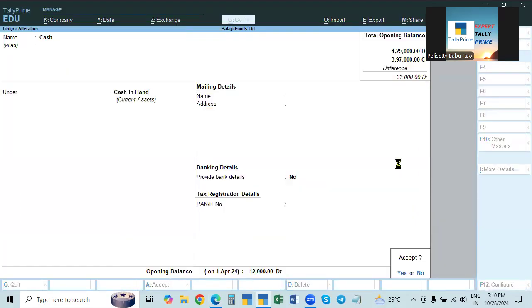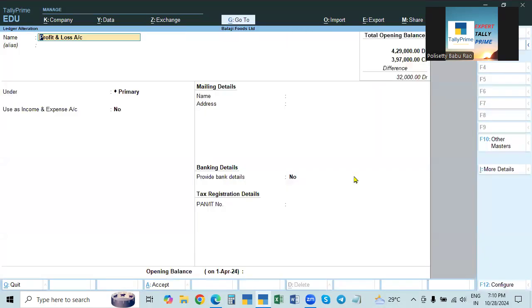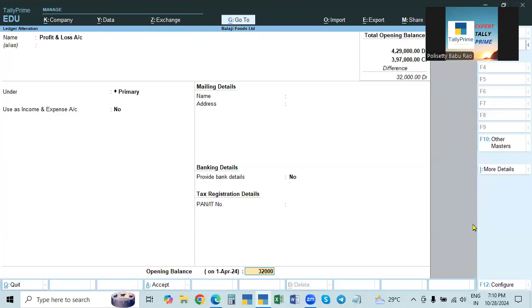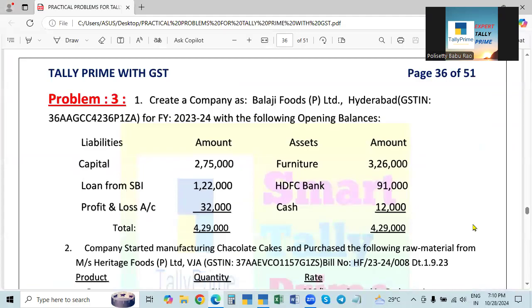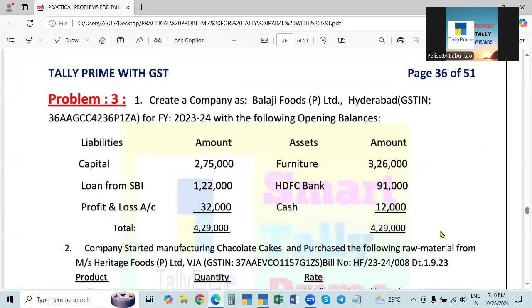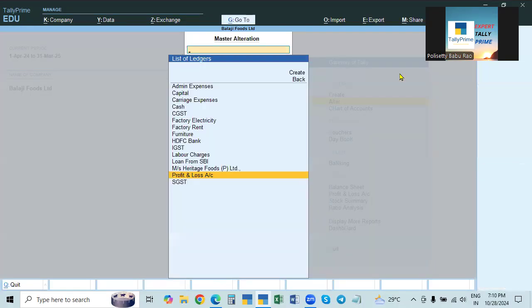And the other one is the profit and loss account. Go to the profit and loss account. This is also created by default. Press Control End, and in the end the balance is 32,000. Profit is a liability, so it will be a credit balance and is added to the credit. So both sides are 4,29,000, and there is no difference. Like this we completed the first one.